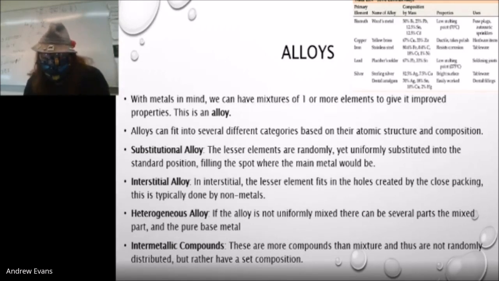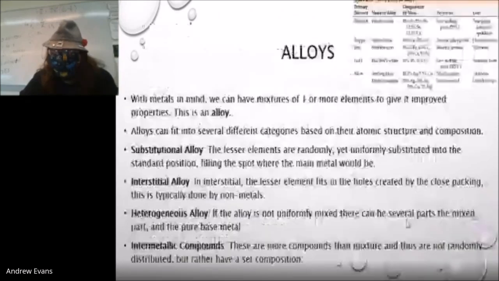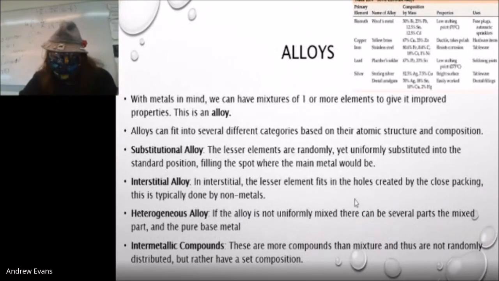Interstitial alloys, where the lesser element fills in the holes. So jumping back a second, you can see there's little gaps here. If I put an atom right in the dead center, that empty space in that simple cubic, there's space for a small atom if it's small enough to fit right into that hole. This is typically done by carbon.